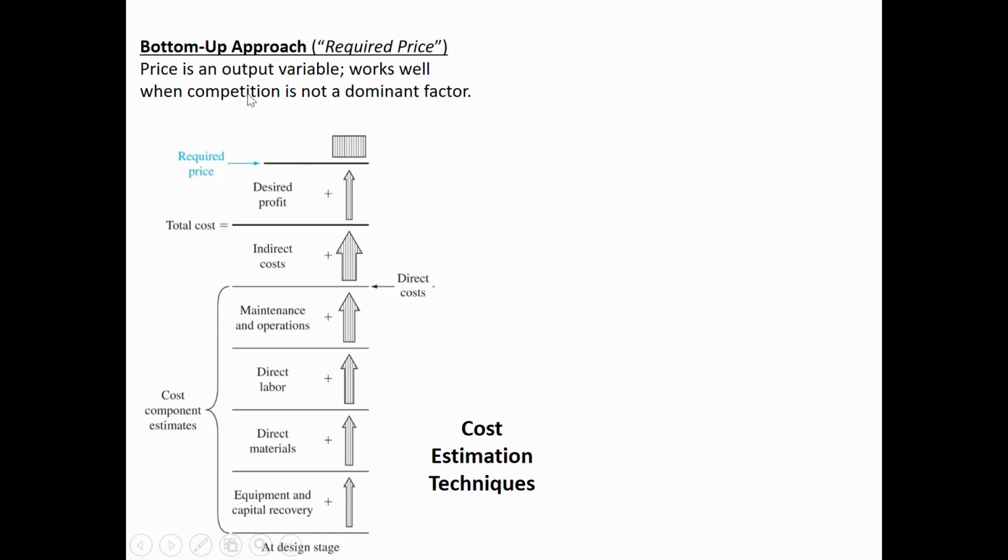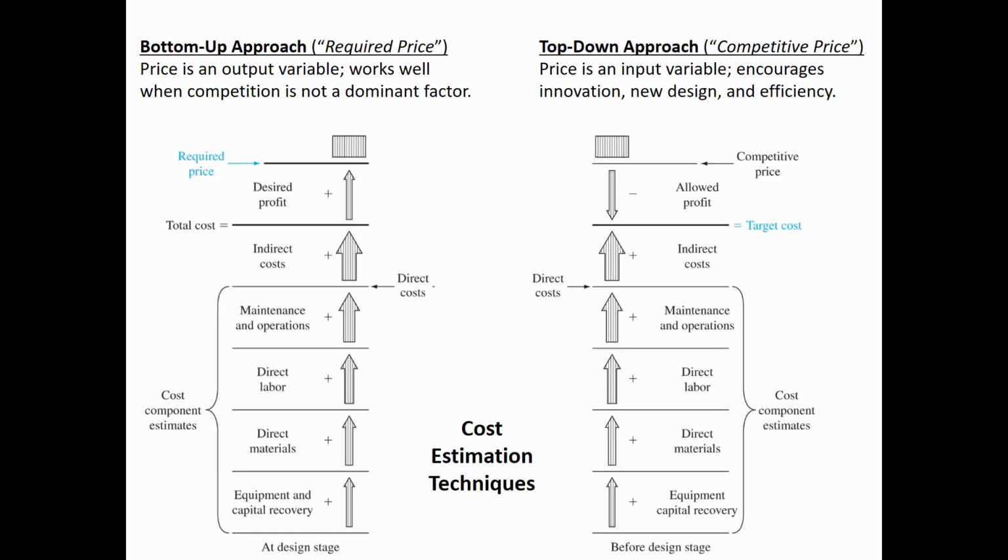The other way, if you are in an industry that has lots of competition, you can't do this, because what you have to do is look at what the other guy is charging. Because if my price is a lot more than his, then my item isn't going to be sold. So the top-down approach is sometimes called the competitive price.